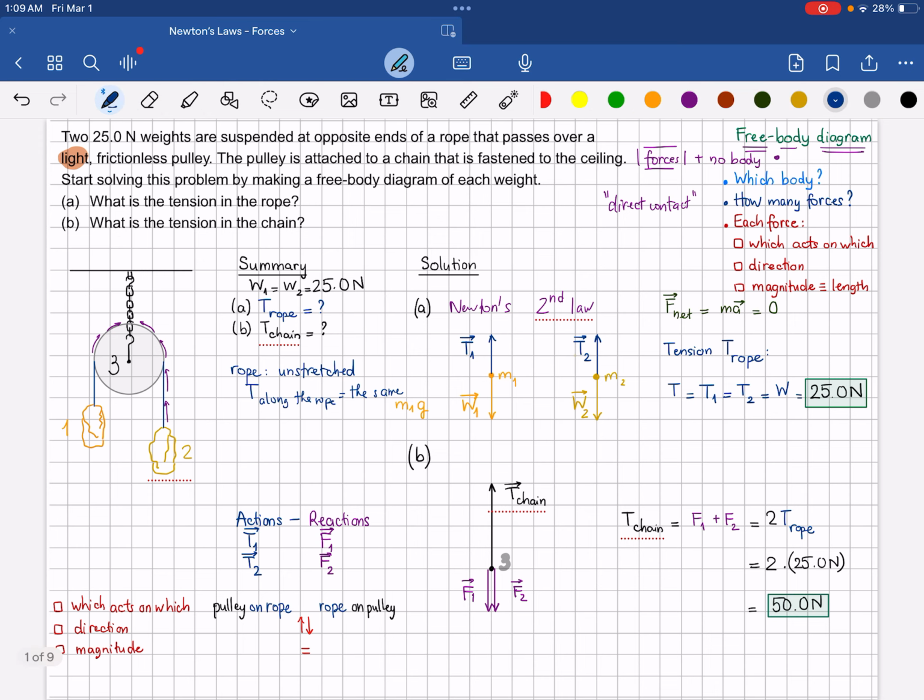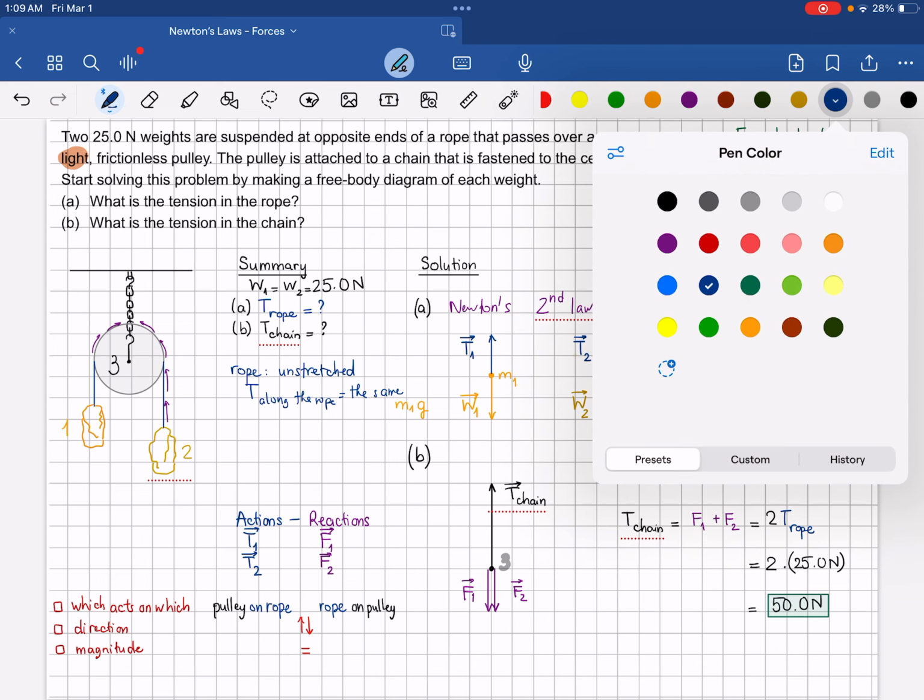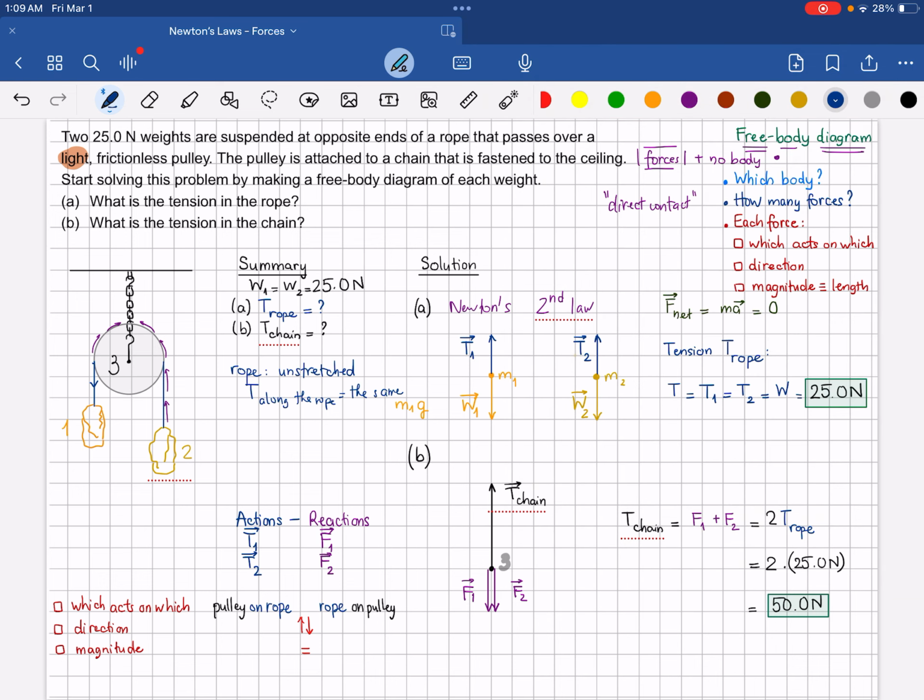We can see that the nature of the force acting on the pulley here comes from the weight 1. So the rope here acts as a medium to enable the interaction between the weight 1 and the pulley. And here is also a really good question to help us revise another law about forces, Newton's third law.